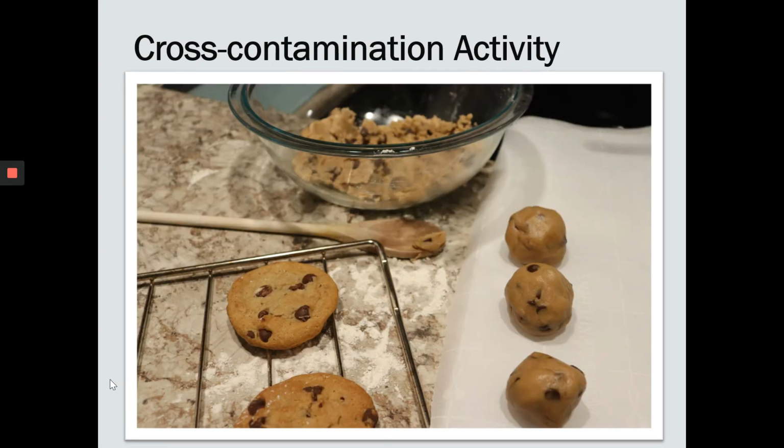What's wrong with this picture? The spoon containing raw cookie dough is contaminating the counter, and it is close to ready-to-eat food. To prevent cross-contamination, raw and ready-to-eat food should be separated. If utensils used on raw products are placed on food preparation surfaces, the surfaces should be cleaned and sanitized to prevent cross-contamination of ready-to-eat foods.